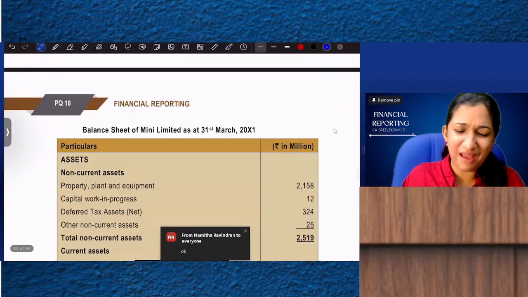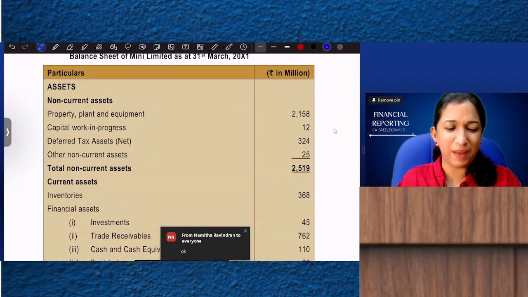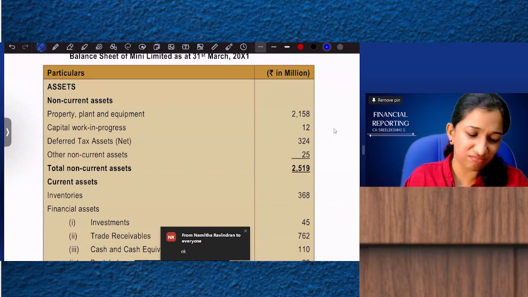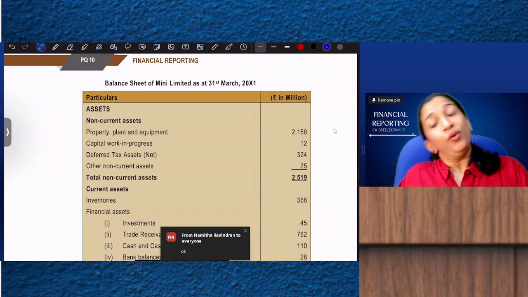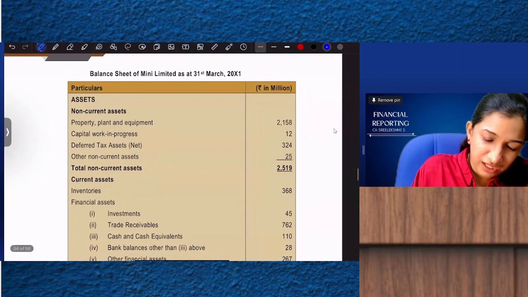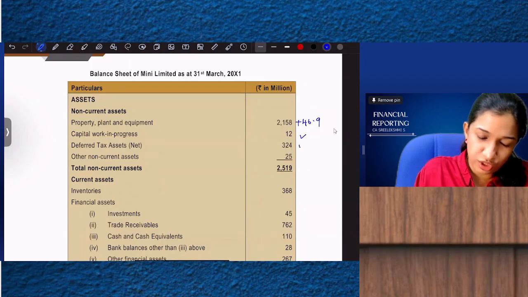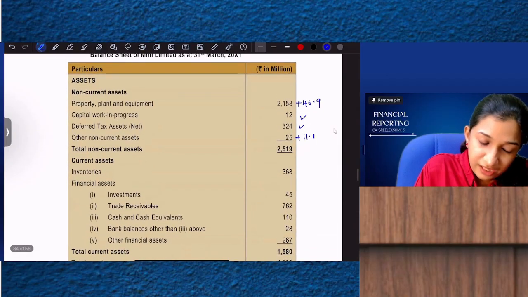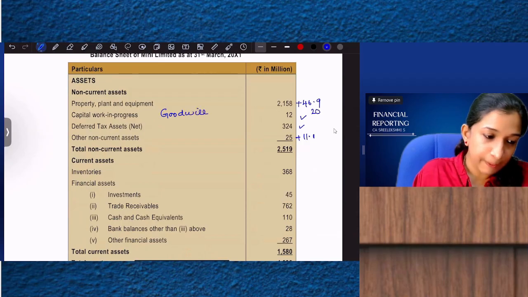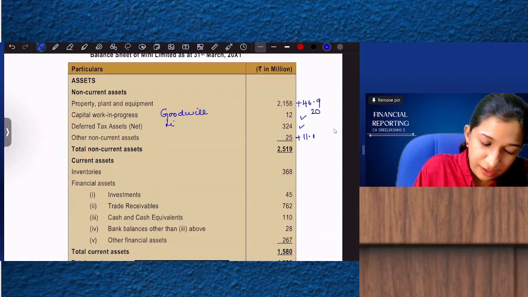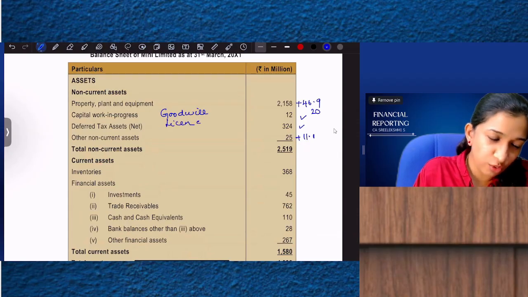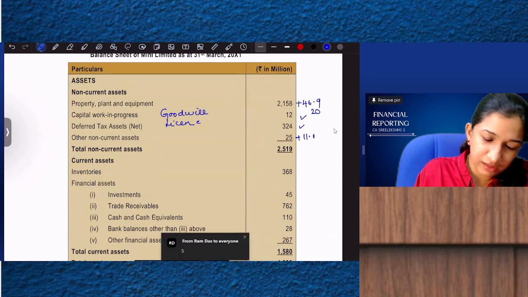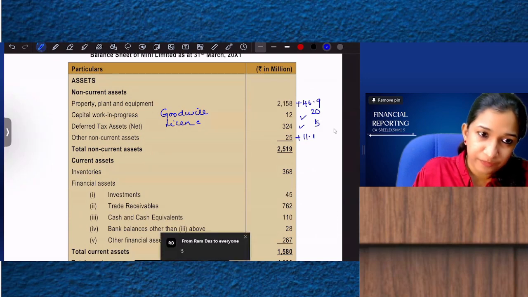Now balance sheet. I think I'm not preparing the balance sheet. Why are we not preparing the balance sheet? Here this will increase by 46.9. No change. Other non-current assets will increase by 11.1. Goodwill, we need to record goodwill, 20. License also, intangible assets. We show intangible assets acquired. That is 5.